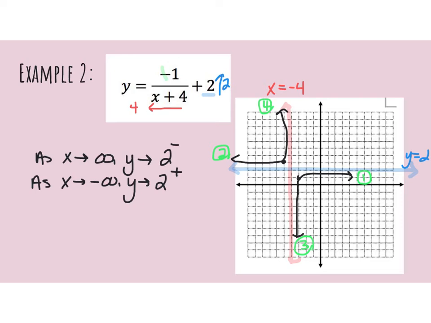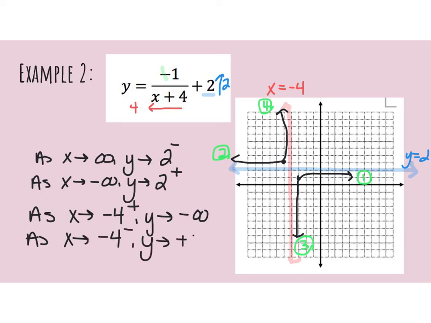Our next statements are going to be about the behavior near the vertical asymptote. So as x approaches that vertical asymptote of -4 from the positive side, so we're talking about from the right, y is approaching negative infinity. And then our fourth statement, as x approaches -4 from the negative side, y is approaching positive infinity.